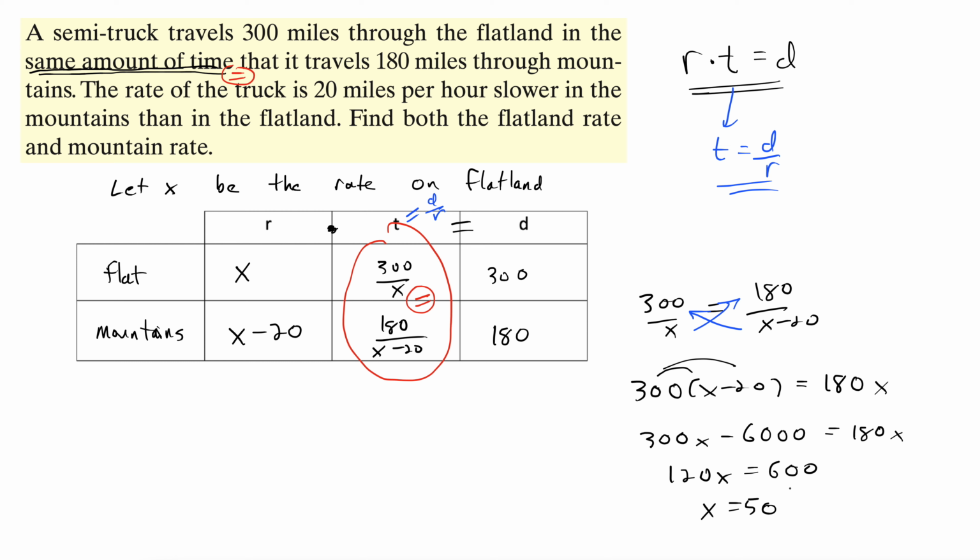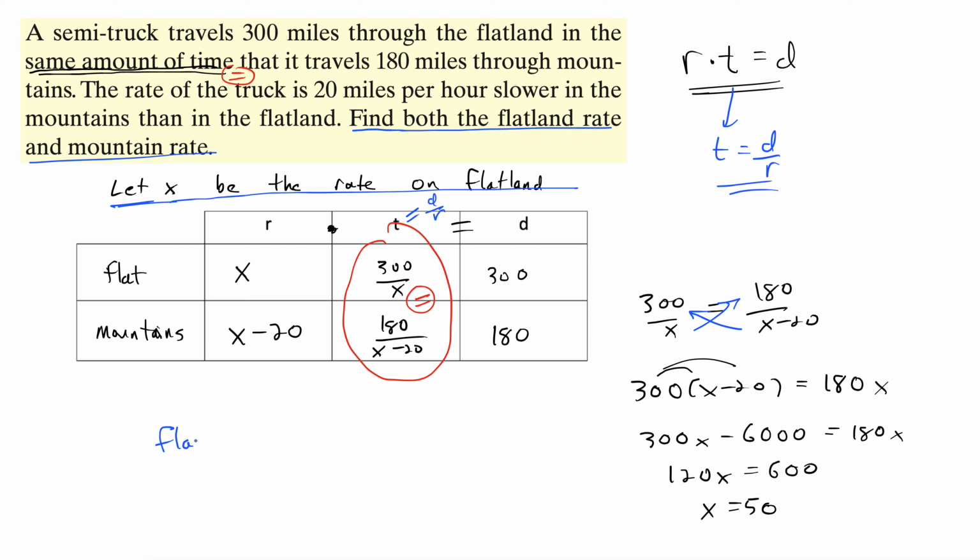So what in the world have we solved for? Let's go back to where we defined our variables. Right here we just said let x be the rate of the truck on the flatland. So let's see what the problem is actually asking for. Find both the flatland rate and the mountain rate. So we still have some work to do.